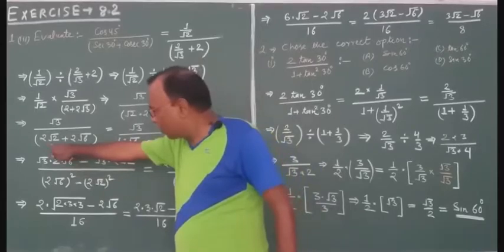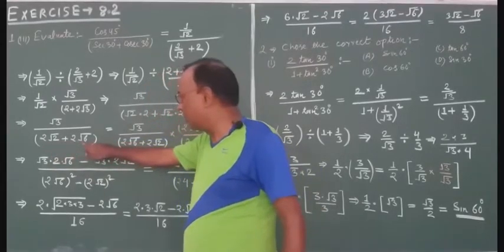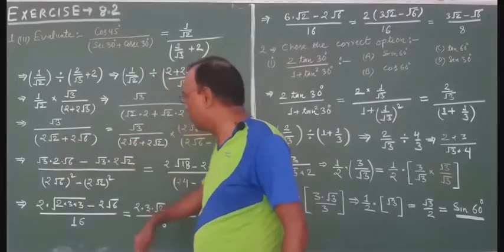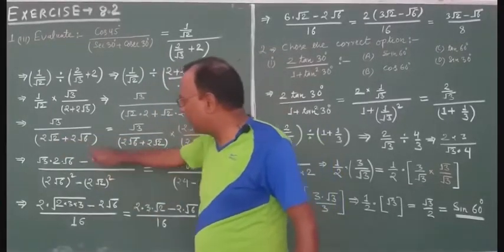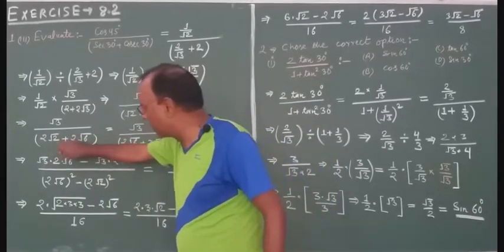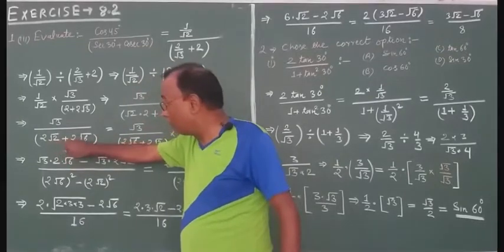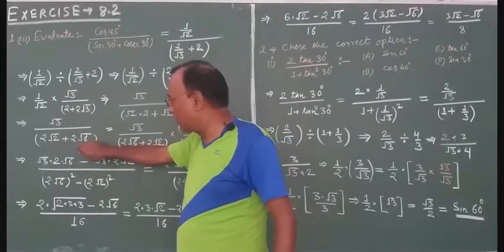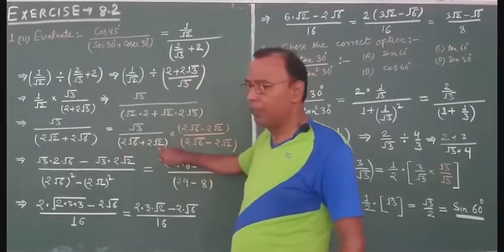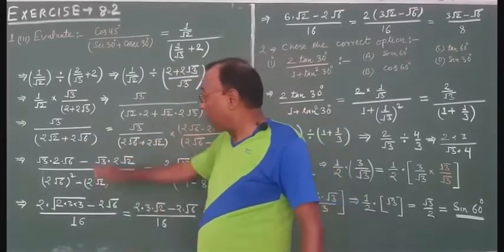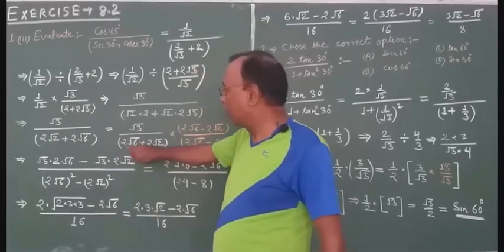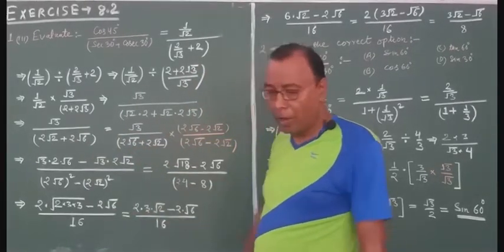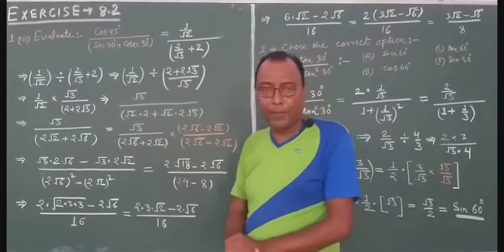Now, this 2 under root 2 plus 2 under root 6 can be written as 2 under root 6 plus 2 under root 2. We can interchange their positions. So it will become under root 3 upon 2 under root 6 plus 2 under root 2. Now, what is the next step?